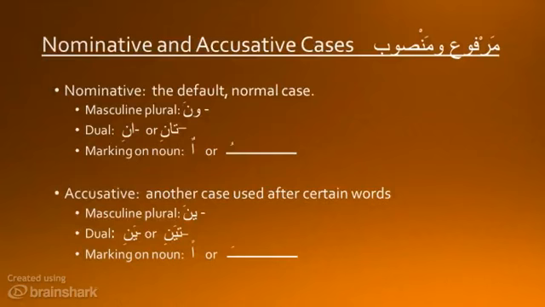For the accusative, this is another case which is used after certain words or when something is the object of a verb. A verb has a direct action on it. The masculine plural will be ina, the dual will be aini or taini, and the marking on the end of a noun is a fatha or a tanween fatha.